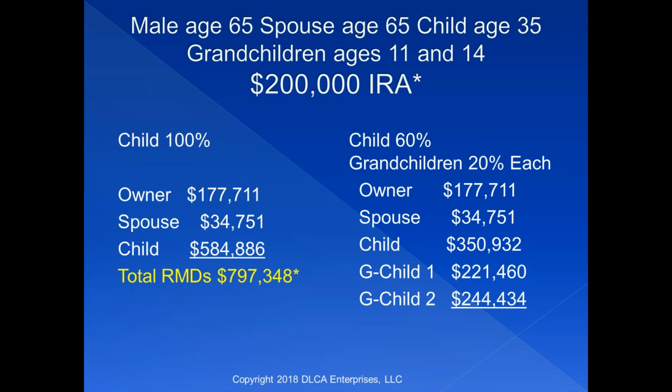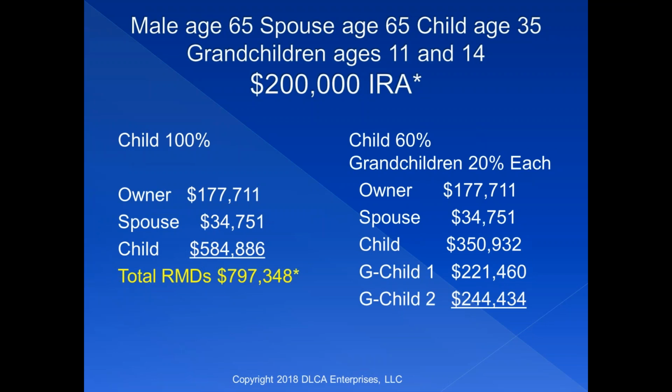Now, we're going to have the same example where the child now is only going to get 60% and the grandchildren are going to get 20% each. That would use up 100% of the account. So now, it makes no difference for Archie and Edith. Archie gets his $177,000, Edith gets her $34,000, assuming she lives 4 years longer. The child gets a little bit less, $350,000.